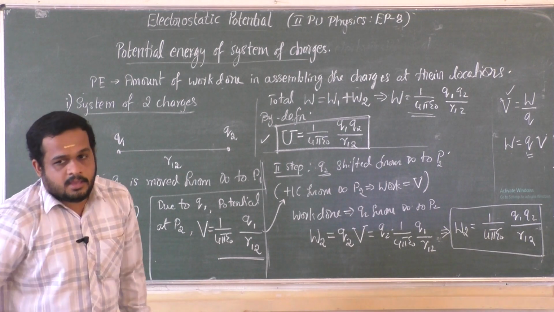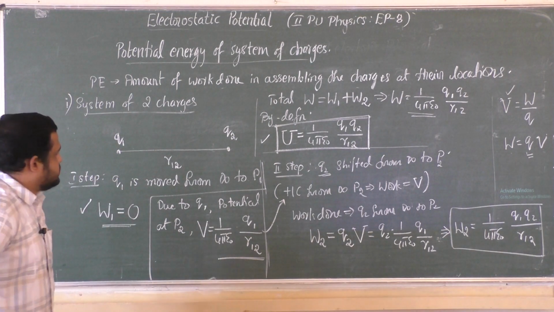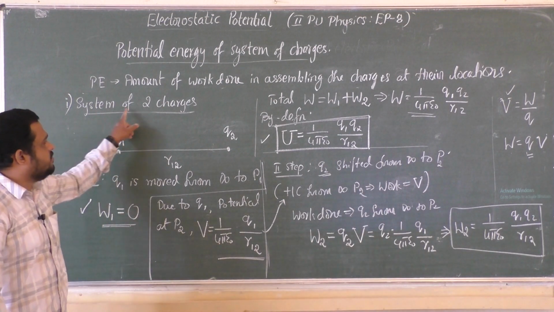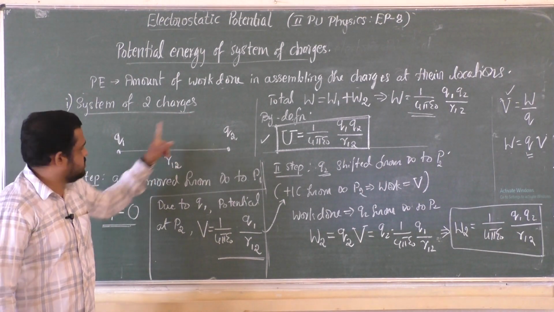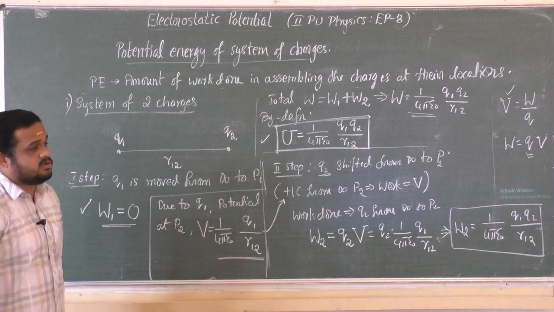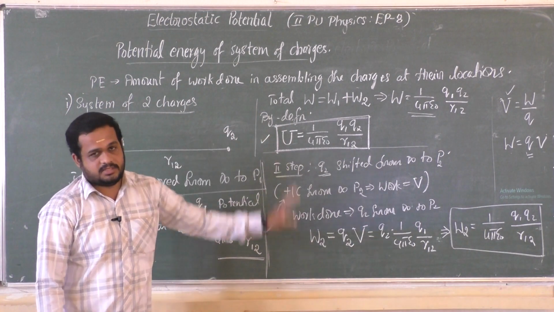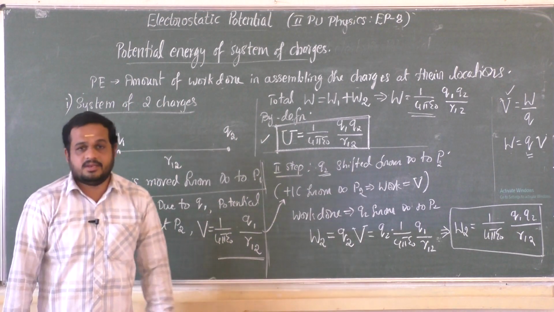Okay, I'll stop the discussion here. In the next class, let us derive one more expression, that is the potential energy of a system of three charges. Instead of two charges, we have to assemble three charges, and the amount of work done in that process represents the potential energy of that system. Let us discuss it in the next class.